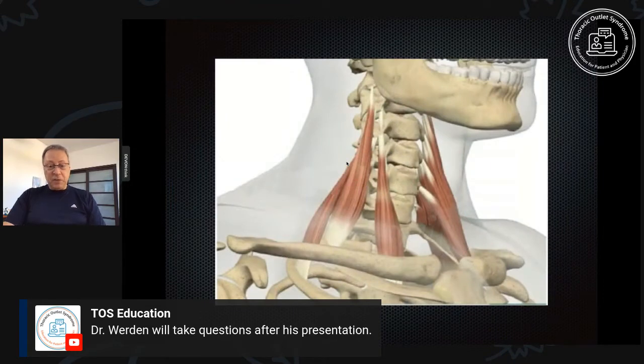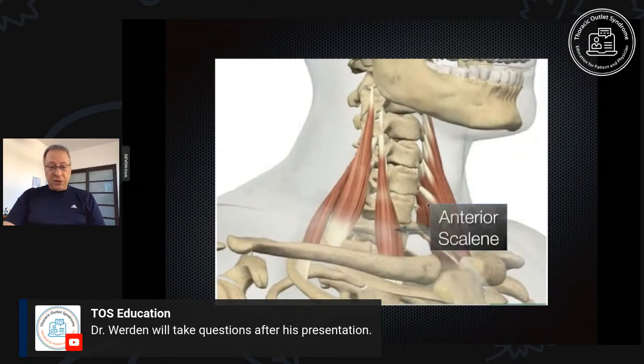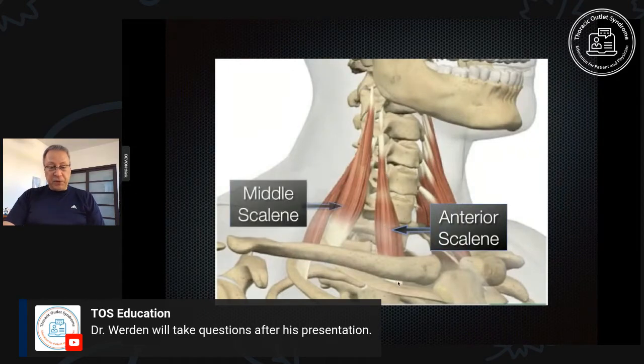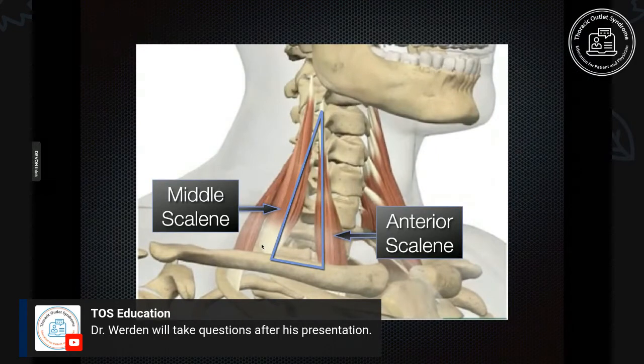So let's take a look at those muscles. We've got the anterior scalene here, arises from the cervical spine, and it comes down to the first rib. Then we have another muscle back here called the middle scalene. The reason these two are important is because there's a triangular space between them. This is a very important space. We'll talk about it later.